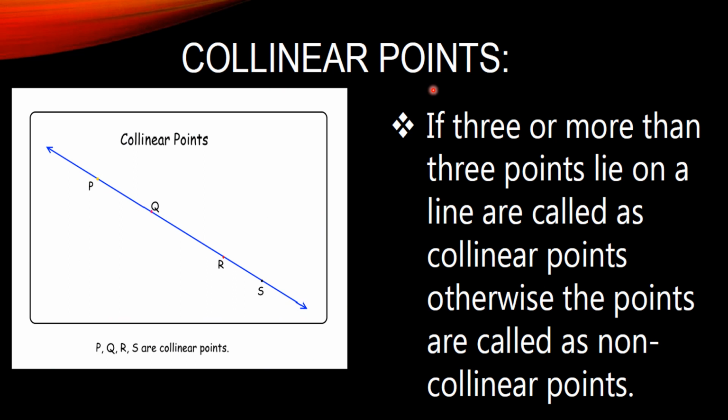What is meant by collinear points? If three or more than three points lie on a line, they are called collinear points. Otherwise, the points are called non-collinear points. Observe this figure, my dear children. Here, the points P, Q, R, and S are all lying on the same line. Isn't it, my dear children? Yes. Therefore, we can say that the points P, Q, R, and S are collinear points. Understood this point, my dear children?